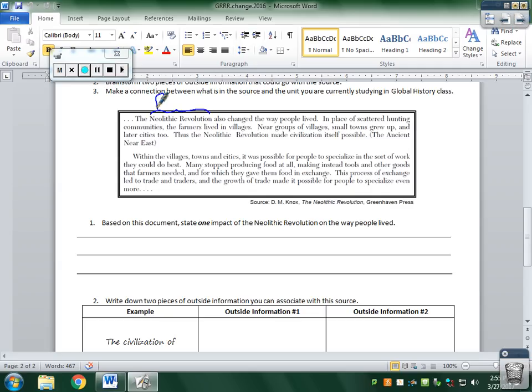We know this was the start of farming. Changed the way people lived. In place of scattered hunting communities, the farmers lived in villages. So in place of also means instead. So instead of. So they did not live in these hunting communities. Instead, the farmers lived in villages. Near groups of villages, small towns grew up, and later cities too. Okay, so towns and cities.